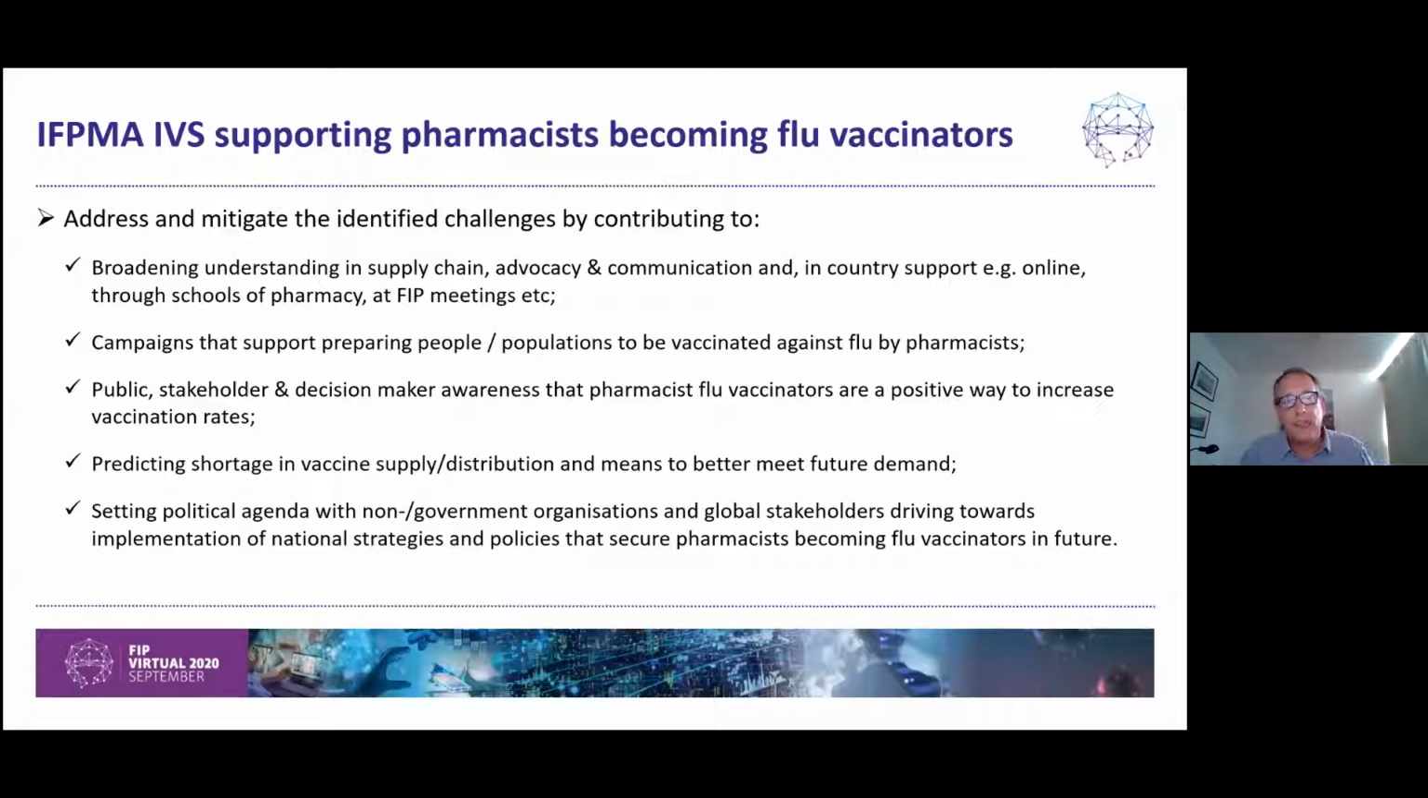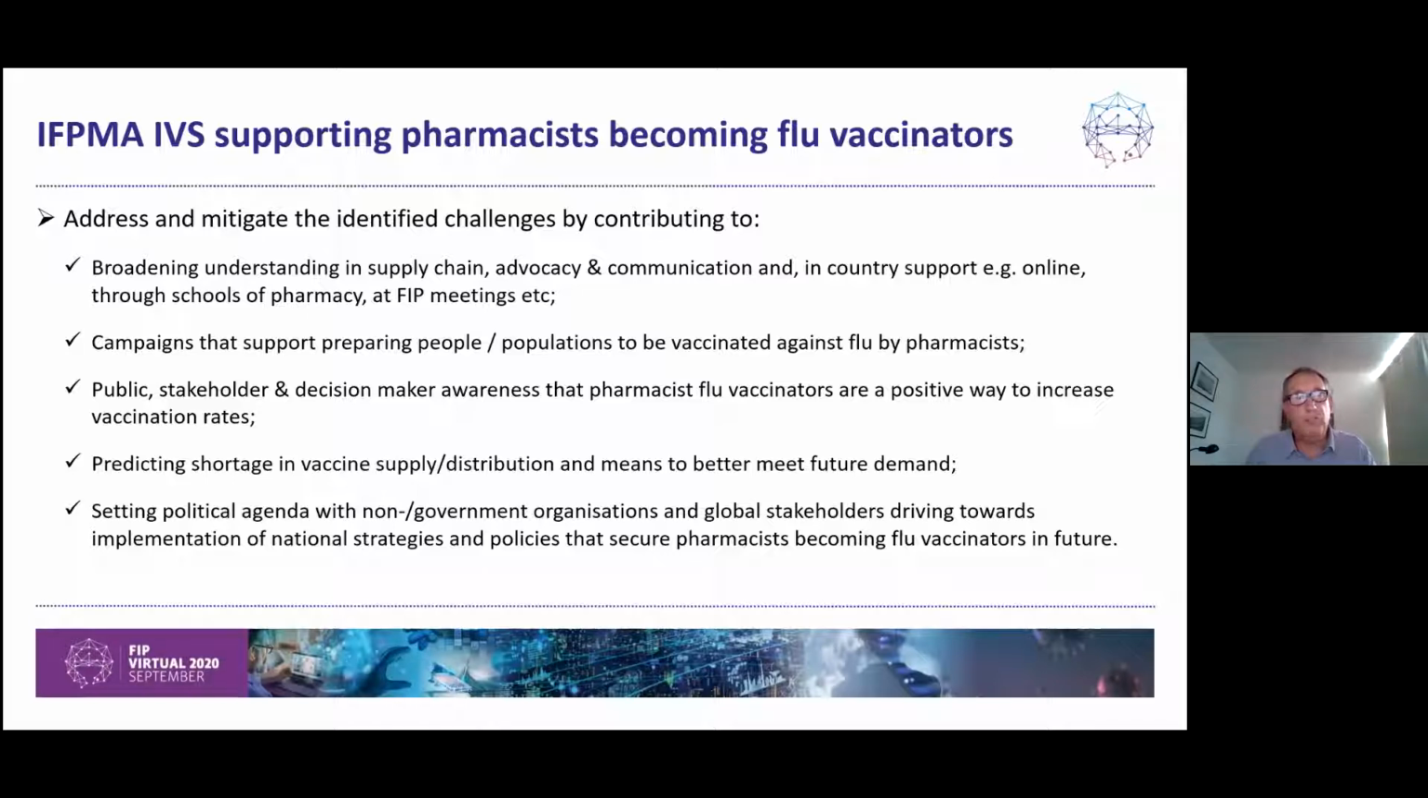We can support campaigns that prepare populations to be vaccinated against flu by pharmacists, so we can support the advocacy and the lobbying for that activity. We can support public stakeholder decision maker awareness raising through sessions, through position papers, etc. In other words, talk about how pharmacists as flu vaccinators are a positive way to increase vaccination rates. We can collaborate with pharmacists to predict shortage in vaccine supply and distribution, and better support what pharmacists need to do to help provide vaccination for their communities, whether they are on a high street, a traveling pharmacist, or in a hospital setting, whatever it is.